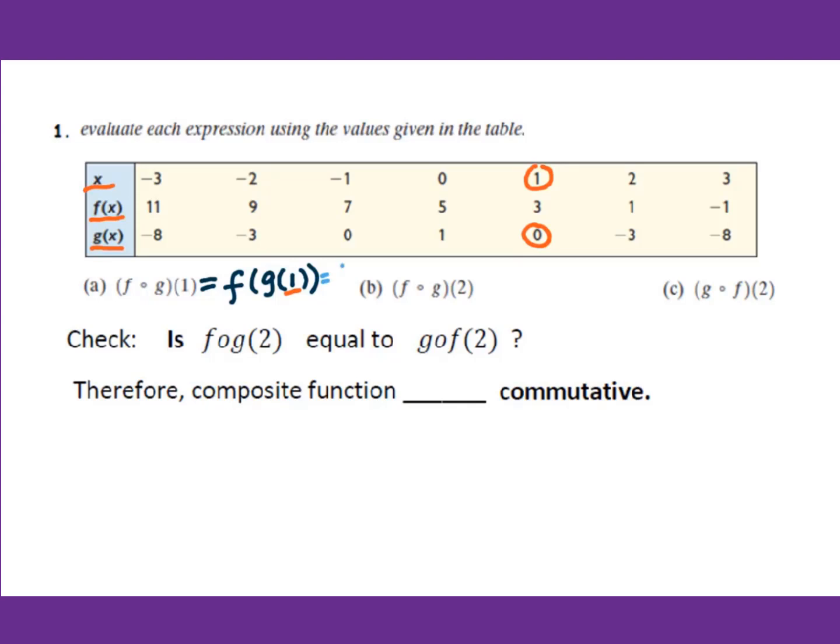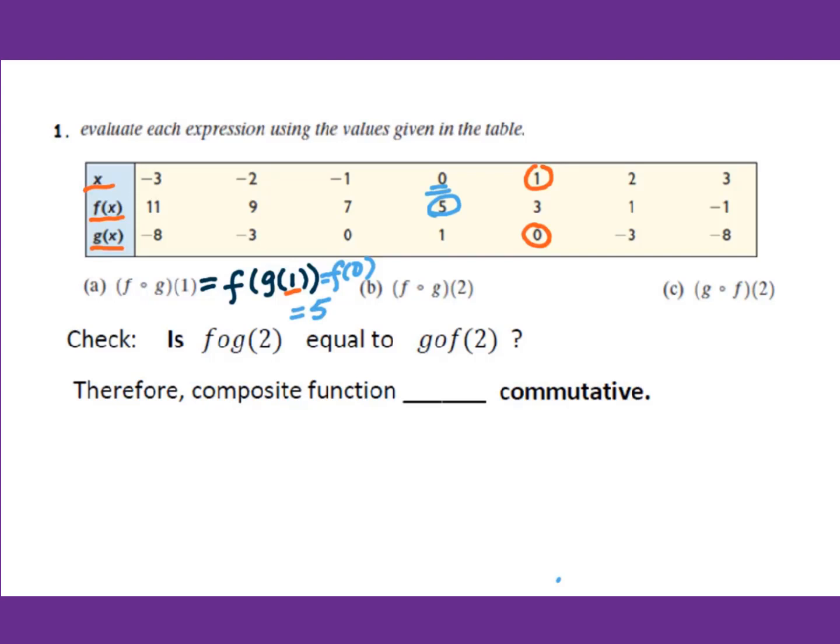We can write down f of 0 now. For f of 0, we find x equals 0 first. Then in the second row, that's the f function. So f of 0 equals 5.